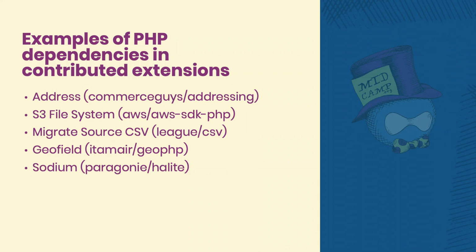adopted the same pattern that Core used, and so you see modules like the address module, which uses a separate package that is not Drupal specific for managing addresses. S3 file system uses the AWS software development kit for PHP. Migrate source, for example, CSV uses a library to parse the CSV. Usually this works well because somebody else has probably written something that, for example, does geometric operations, and so the geo field can just take advantage of that by making it a dependency.